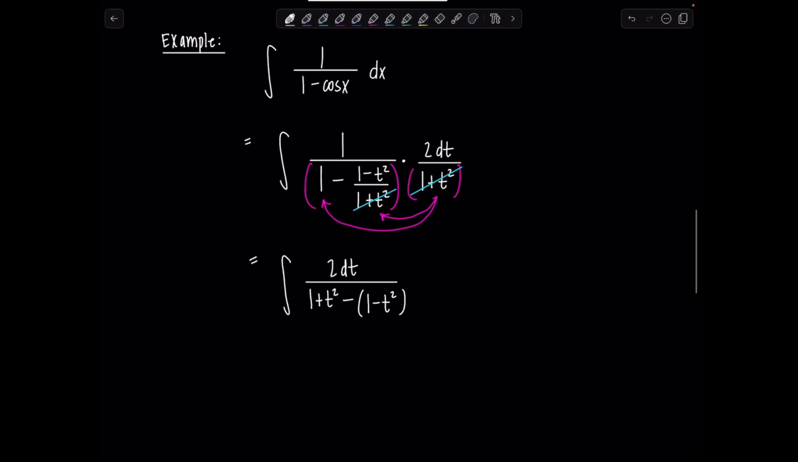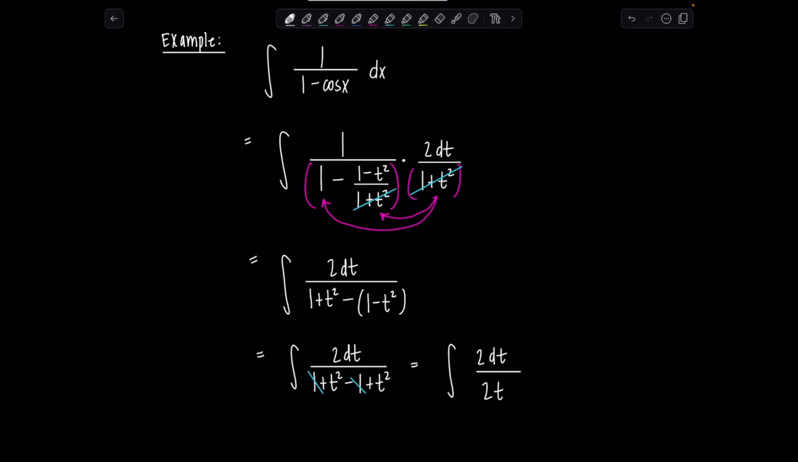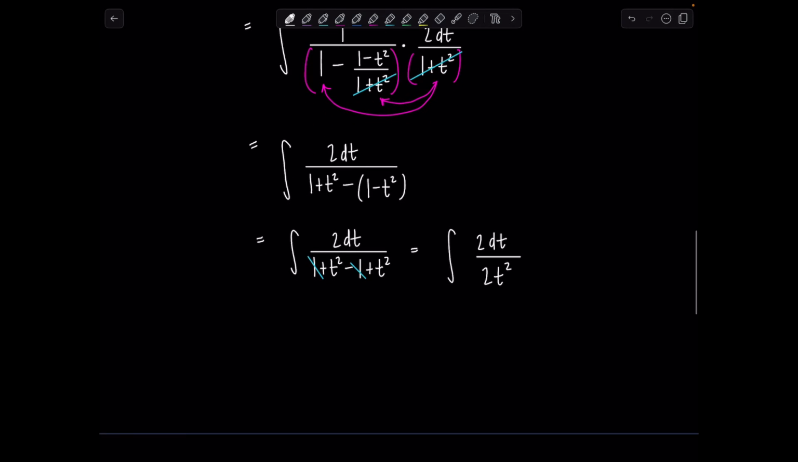Good. So let's see, what do we have now? So I have 2 dt over 1 plus t squared minus 1 plus t squared. So these lovely little ones cancel out. And then, it's kind of funny now, we have 2 dt over 2t squared, correct. Okay, well, those 2's can cancel out. They're not doing anything. And then let's get ready to evaluate this integral.